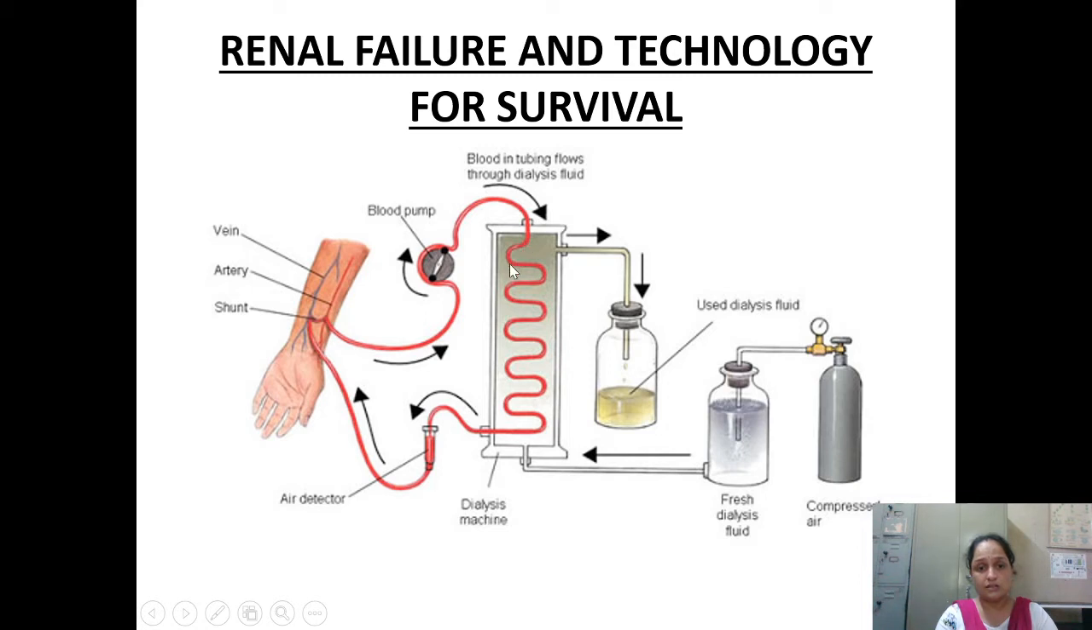In between, this is the cellulose pipeline. Whatever excretory product or waste material was there is released into this dialysing tank. The waste-containing dialysing fluid is released out, and the purified blood, from which we have taken out all the waste substances, is moved back into the body. Okay, this is what is known as dialysis.